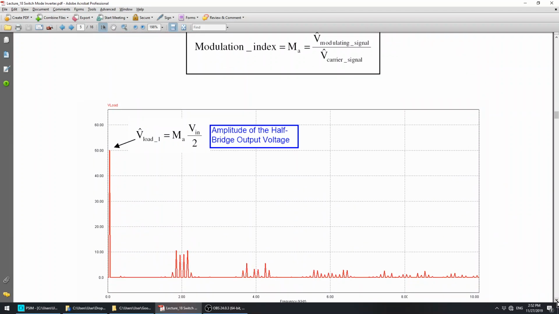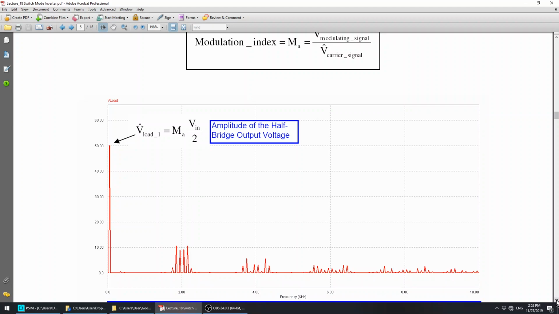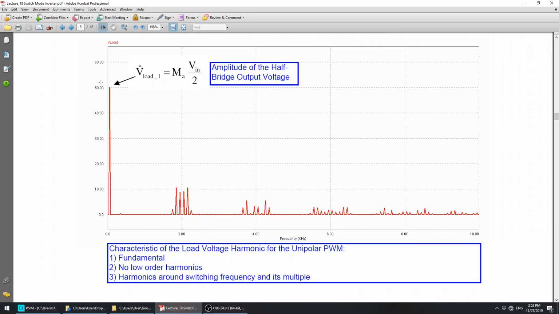Then when we look into the harmonic spectrum of the PWM output waveform, the characteristic of the harmonic spectrum for the unipolar PWM is as displayed in this waveform, whereby you have a component at the fundamental, 50 Hz, and no low order harmonics. If you look closely, there are no low order harmonics.